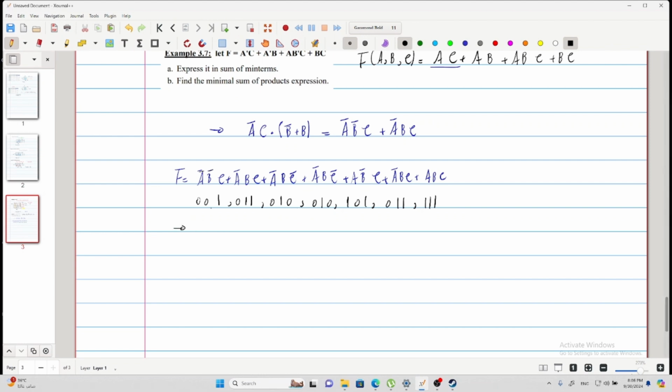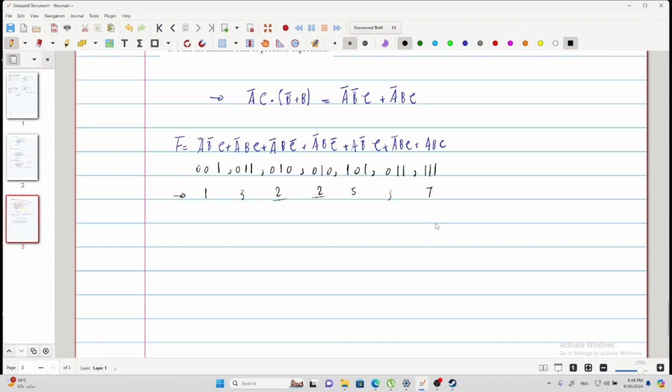Okay. Now we write what is the actual numbers in decimal. So we have here 1, and then here we have 3, and then we have 2, 2, and it is fine that they are repeated. And then you have 5, which was 4 and 1, and then you have 3, and then we have 7.